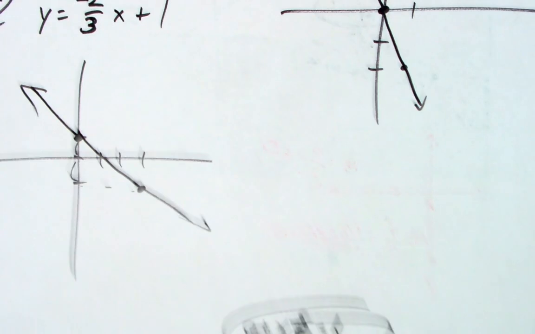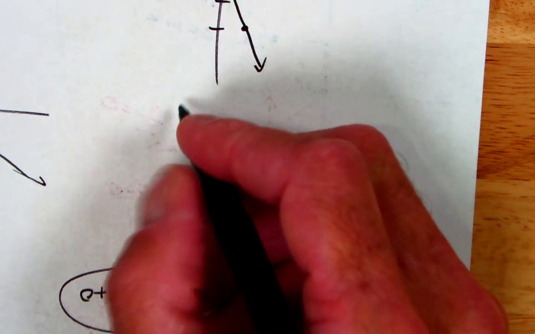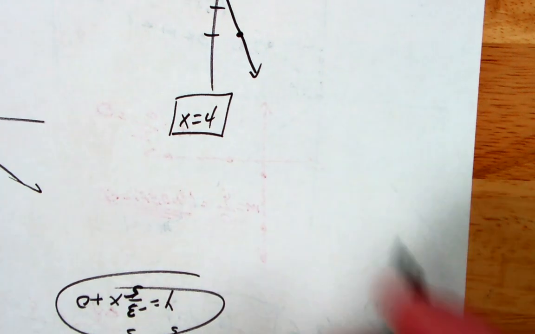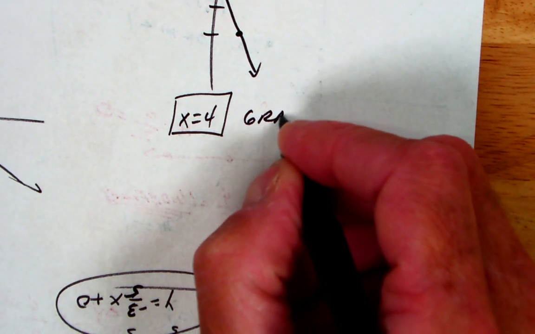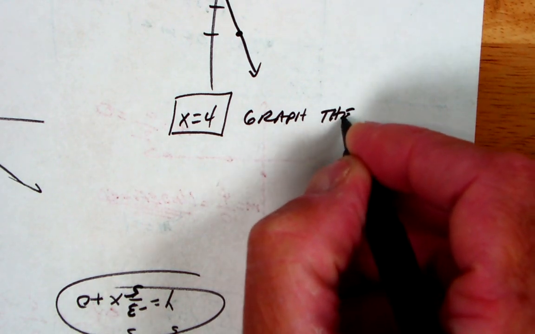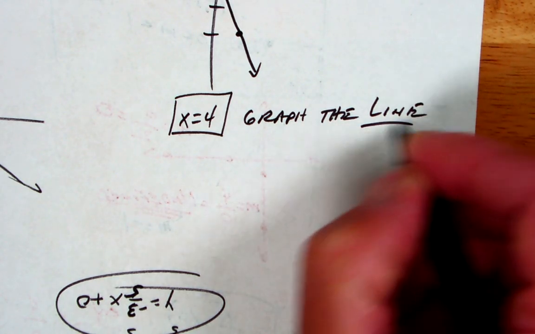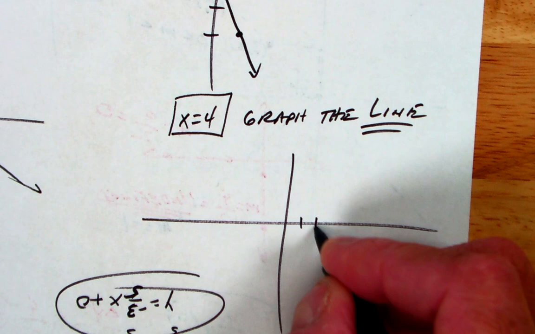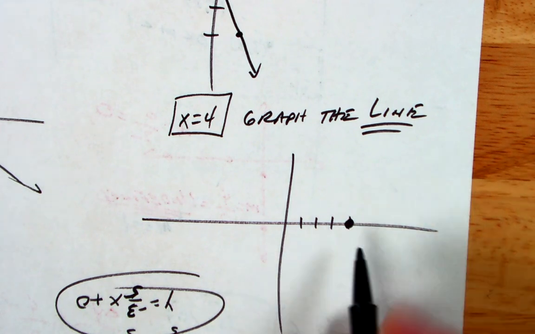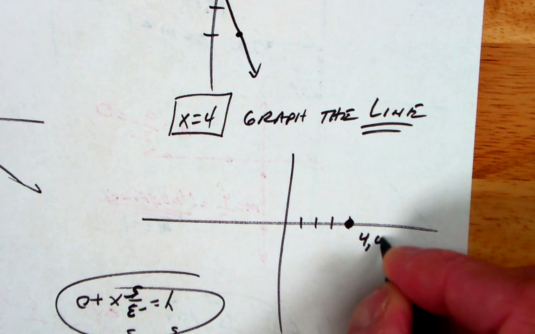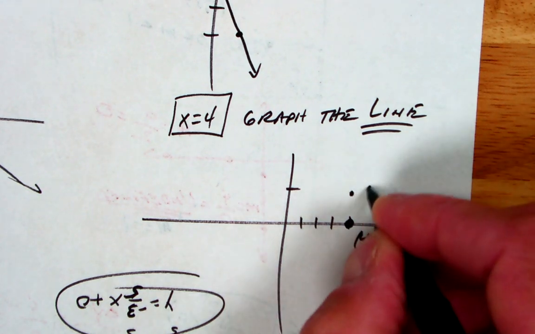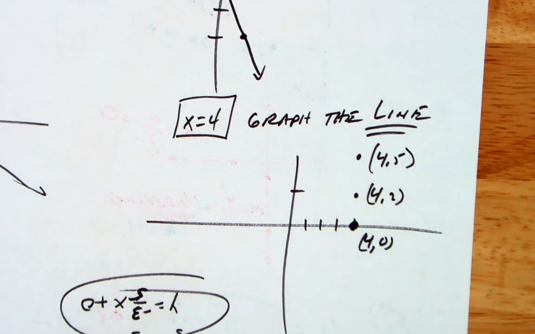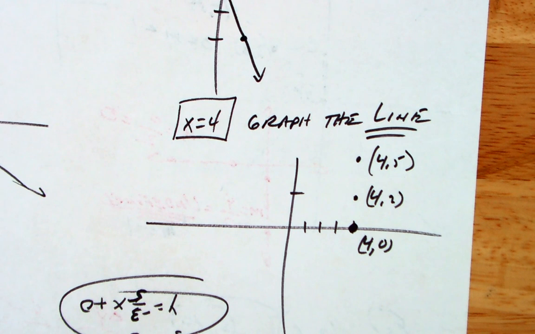What if I did something to totally funk you up here? What if I said x equals 4? To graph that line. If it looks different, you might have to go to a different mode. X is 4. So here I've got the point 4, 0. Here I've got the point 4, 2. Here I've got the point 4, 5. What's always true about all those points? X equals 4. My x is 4.